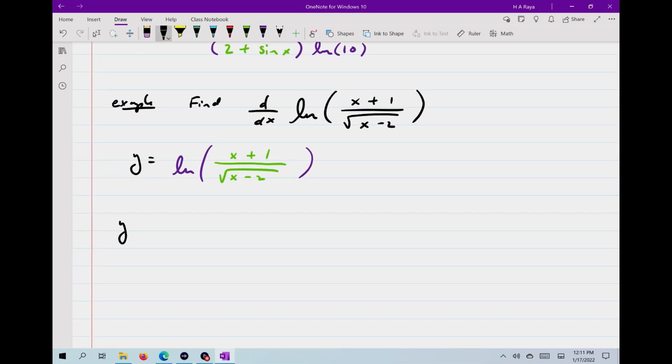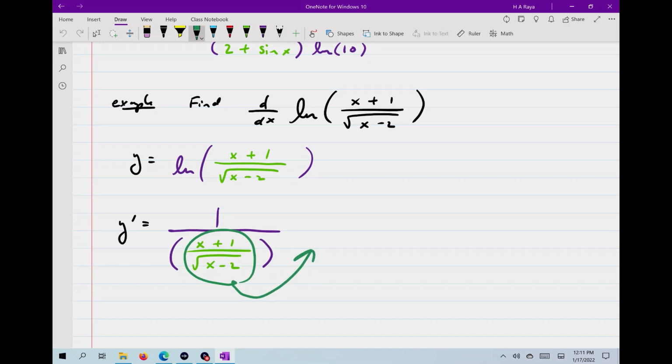And if I'm differentiating, I'll be using the chain rule again. So the derivative of my outermost function, the natural log of x, simply is 1 over x. So I'll have my 1 over x, but instead of using x, I'll be using my original argument, my x plus 1 over the square root of x minus 2. And then I'll be taking the derivative of my original argument, and this requires the quotient rule.